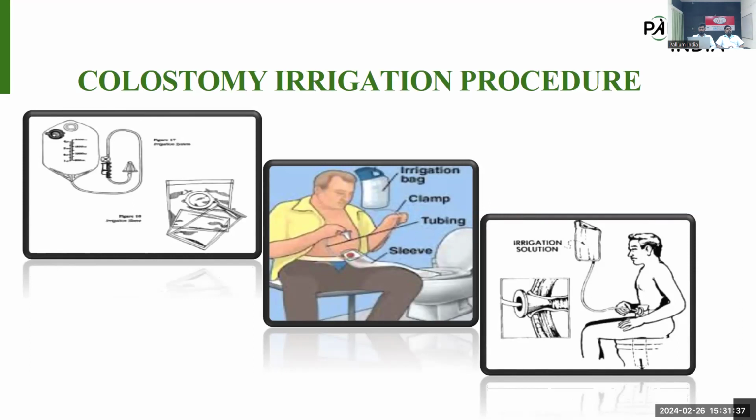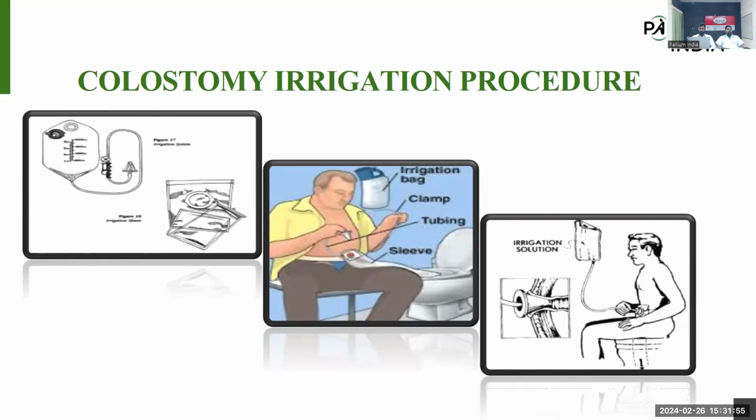This cone only we insert into the stomal region. Then, only after lubricating the cone, we insert the cone inside the stoma. Then we use the adjuster for flowing the lukewarm water from the collection bag to the stoma.